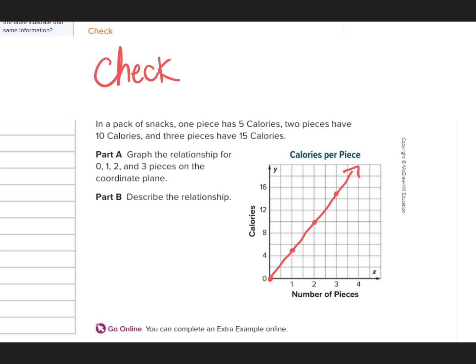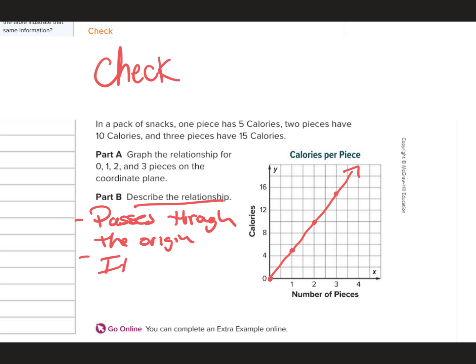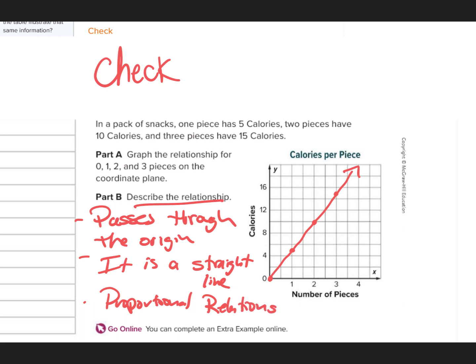So a couple of things underneath describe the relationship. You would say it passes through the origin. And the next thing is that it is a straight line. And if both of these are true, we know that it is a proportional relationship. So those are the things that you should have written down to describe the relationship of this graph.